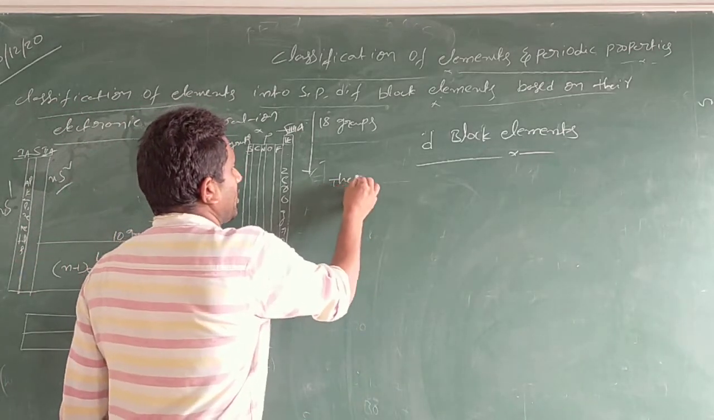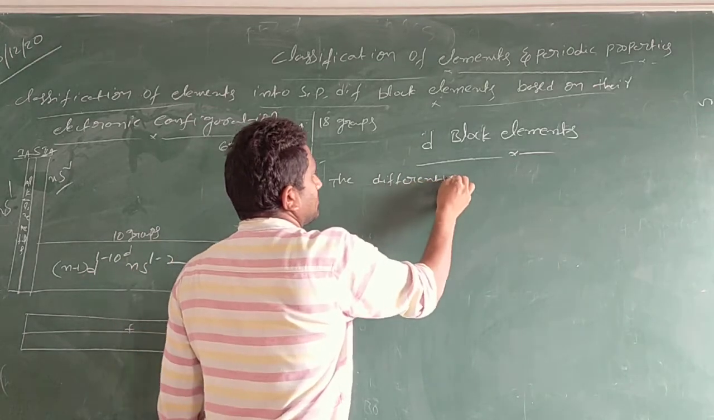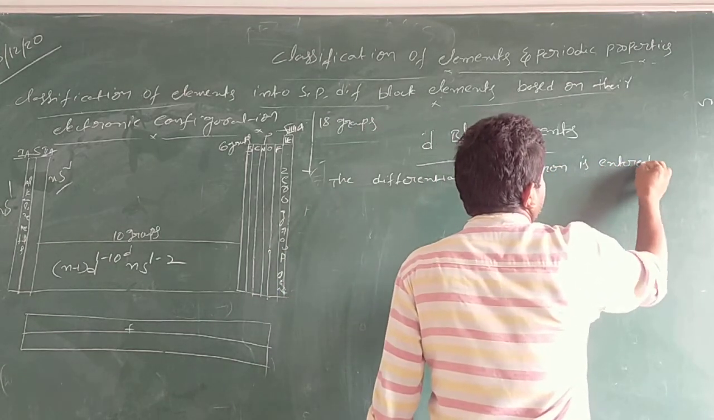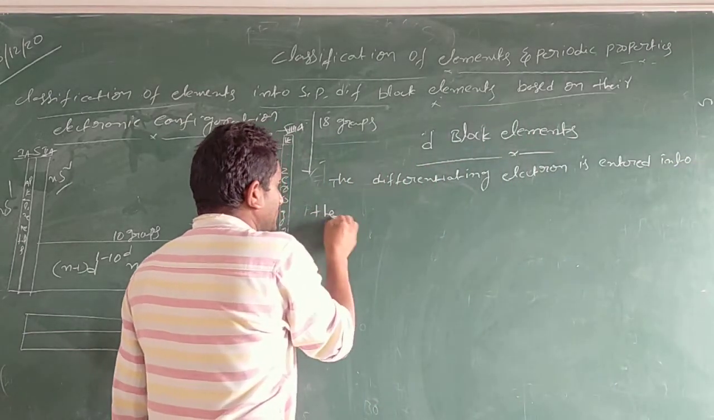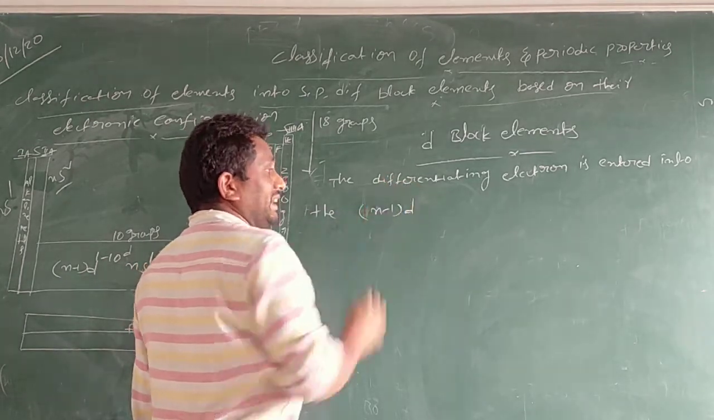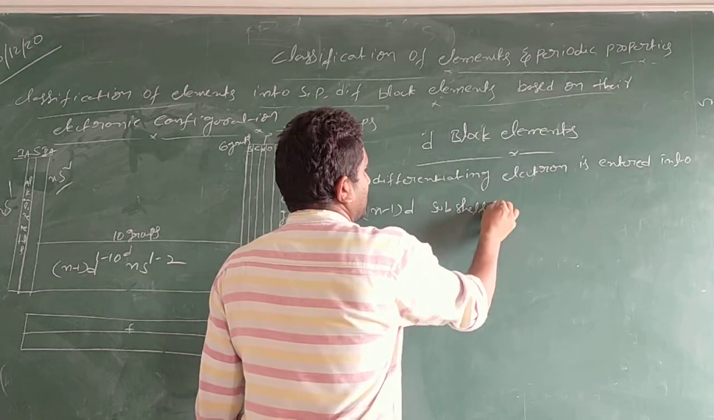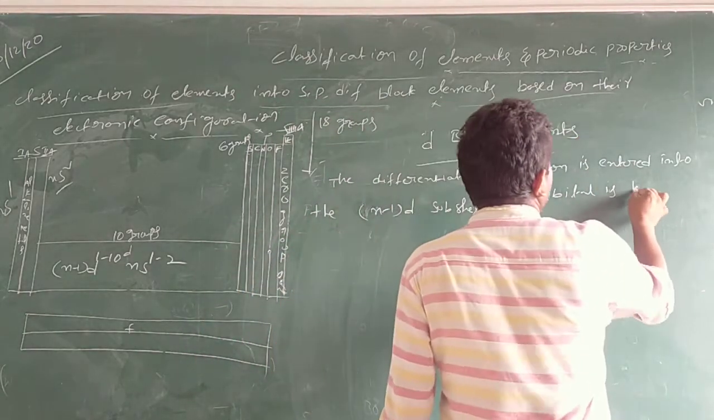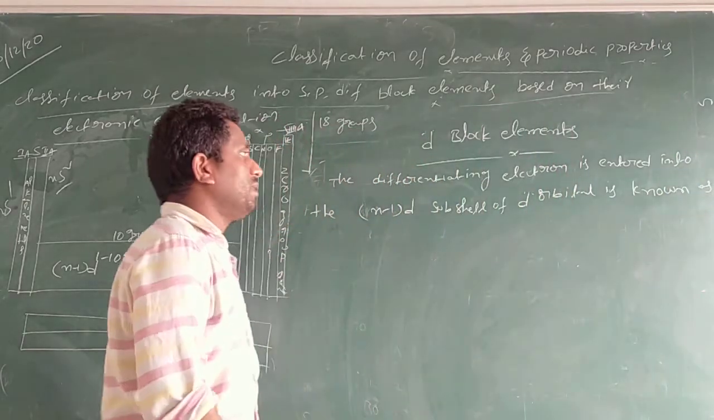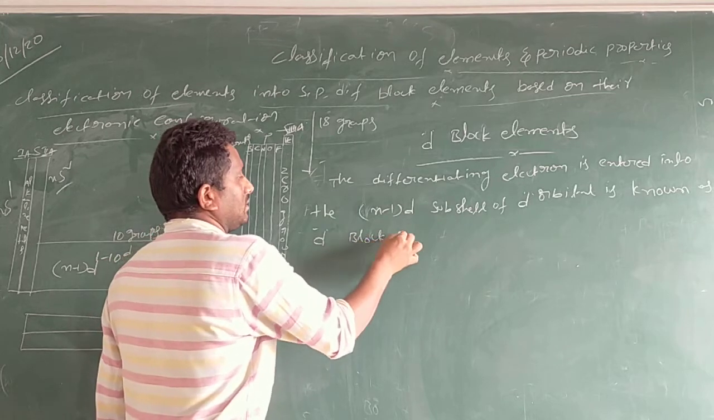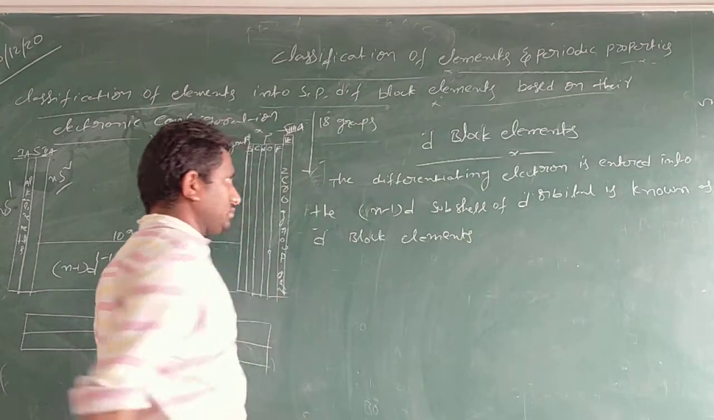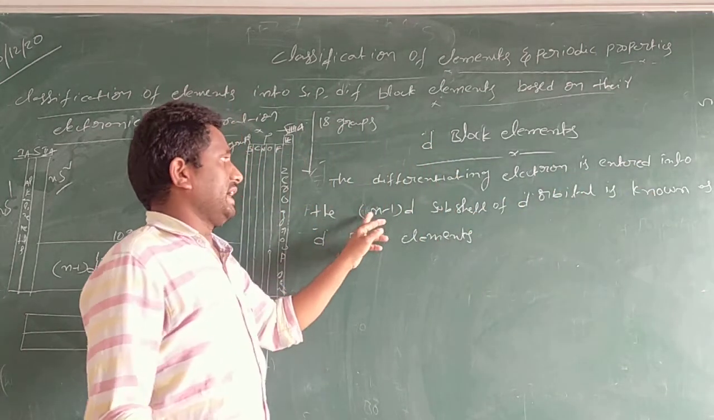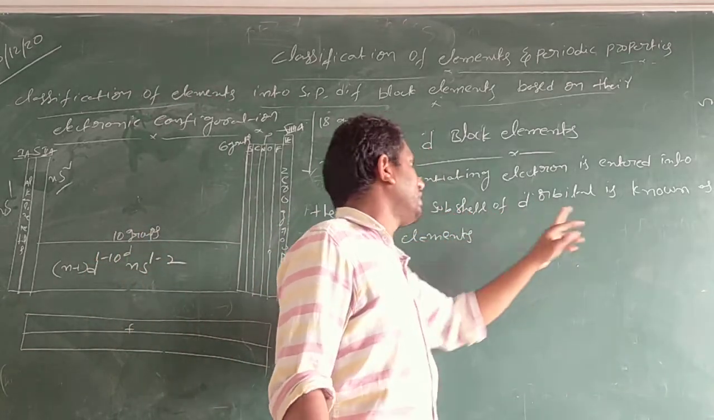The differentiating electron is entered into the (n-1)d subshell of the orbital, and these are known as D block elements. D block elements: the differentiating electron is entered into the (n-1)d subshell of the orbital, known as D block.